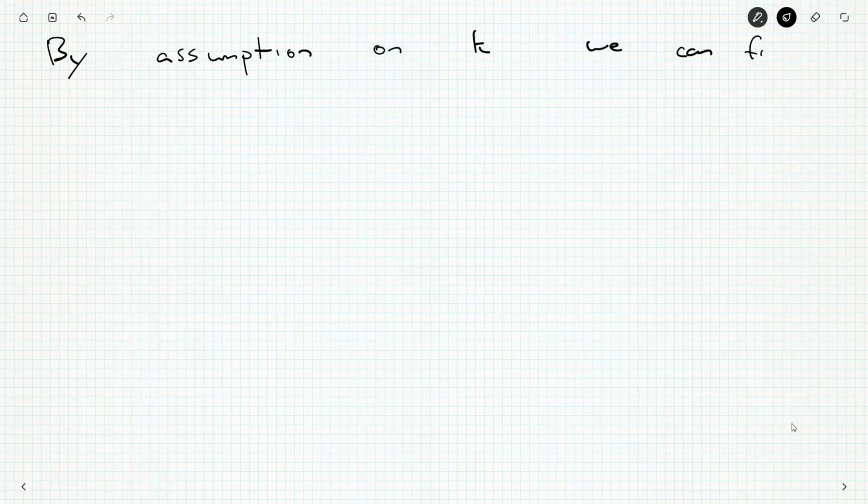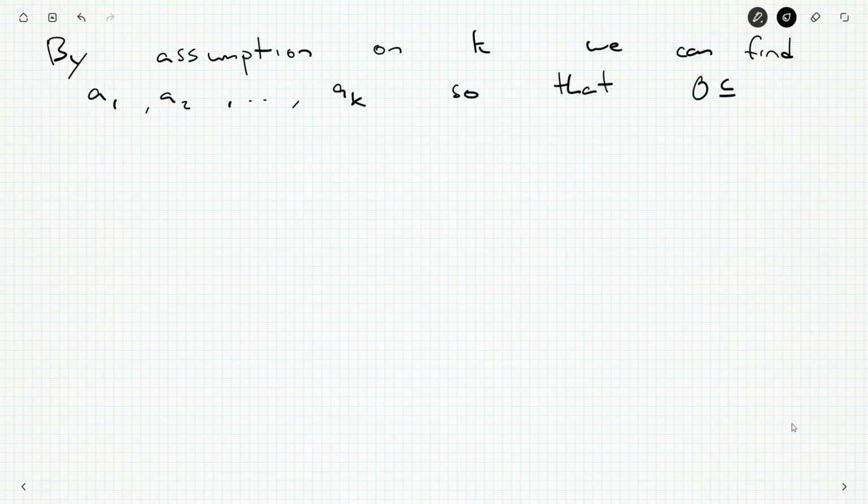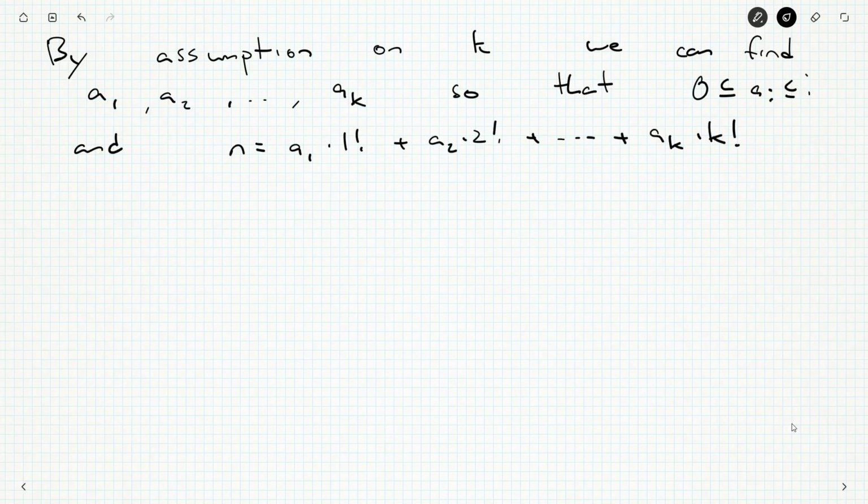So by assumption on k, we can find a1, a2, all the way up to ak, so that each of these ai's is less than or equal to i, and n is a1 times 1 factorial plus a2 times 2 factorial, and so on, up to ak times k factorial. Okay, and then that tells me that m is a1 times 1 factorial plus a2 times 2 factorial, all the way up to ak times k factorial.